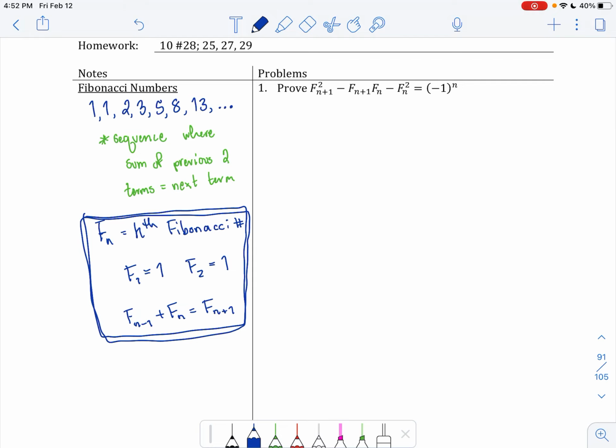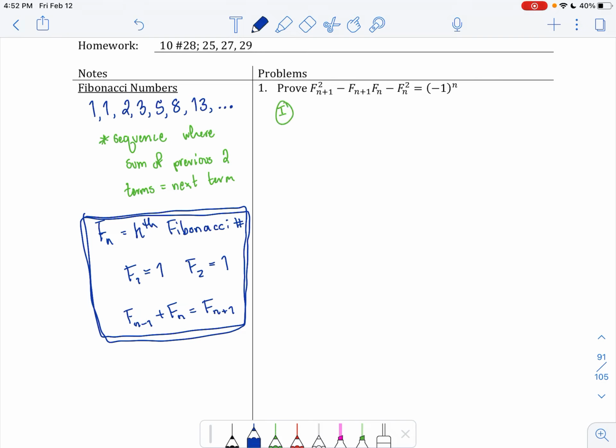Now, prove that F of n plus 1 squared, so this term squared, minus F of n plus 1 times F of n, so the term behind it, minus F of n squared is equal to a power of negative 1. Now, as I said, we're going to use induction for this.